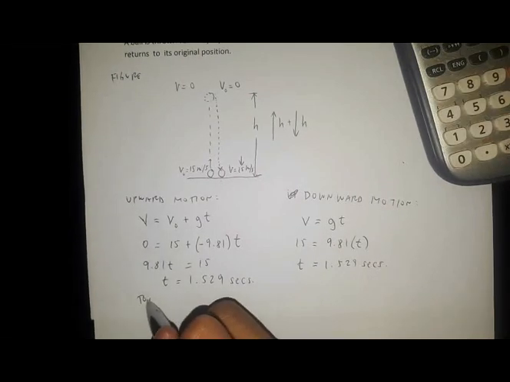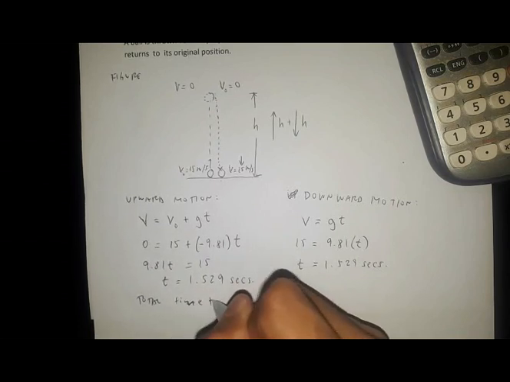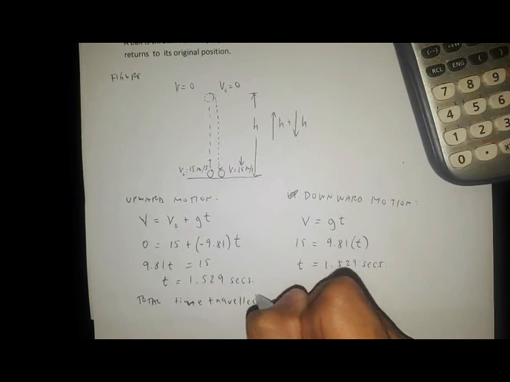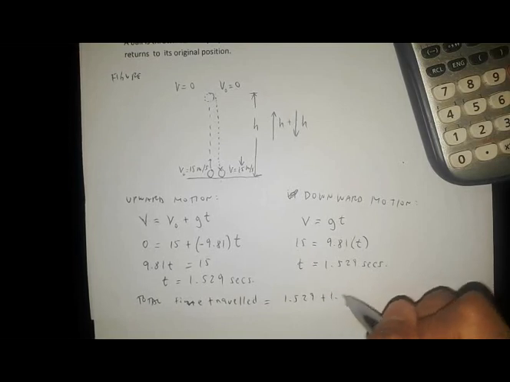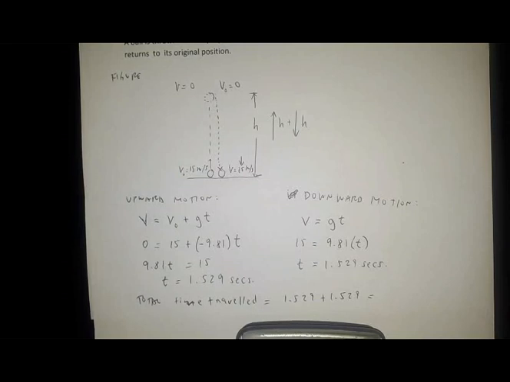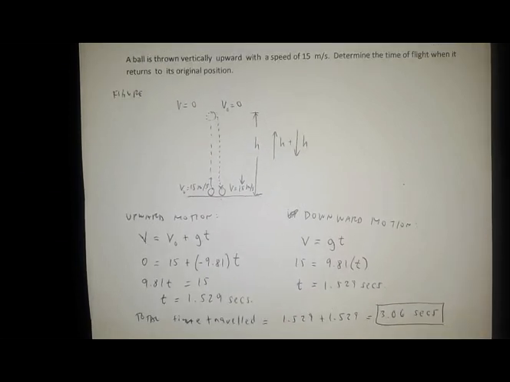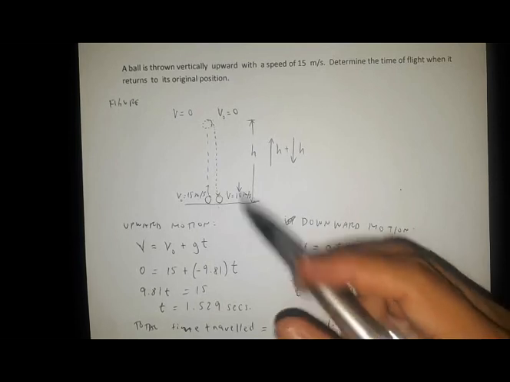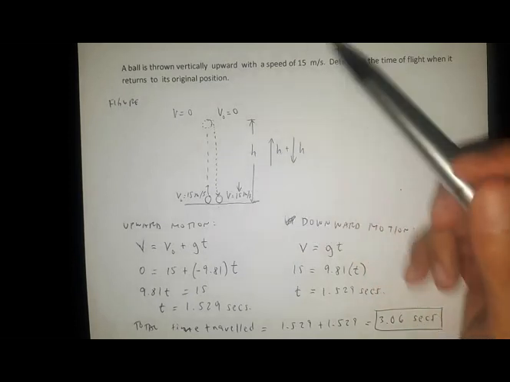So the total time traveled equals 1.529 plus 1.529, so that is equal to 3.06 seconds. So that is the total time traveled by the ball until it returns to its original position.